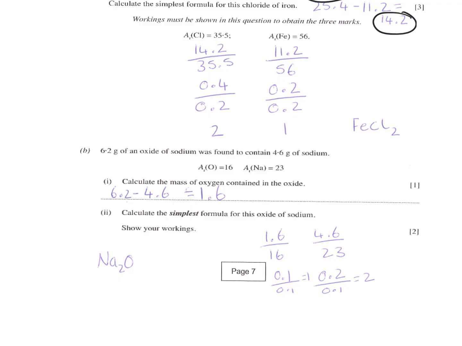Again, a little question. So again, same kind of thing. There was an oxide, 4.6 of it was sodium, so do a takeaway. And then again, they use this word simplest formula a lot, but empirical formula is the kind of correct word, but same thing. Mass over MR, divide by the smallest.